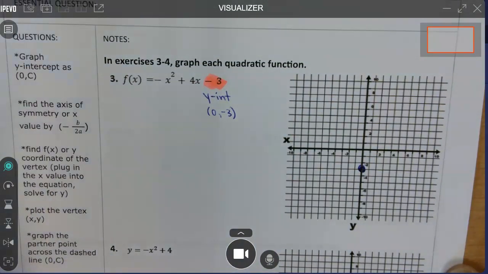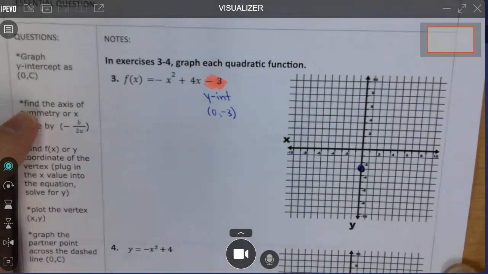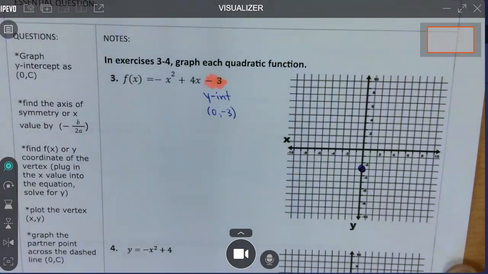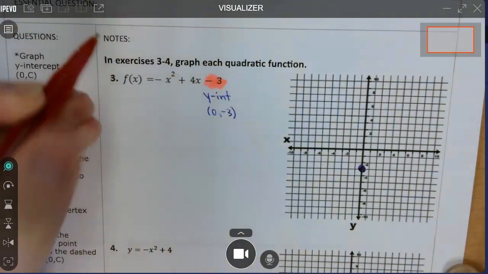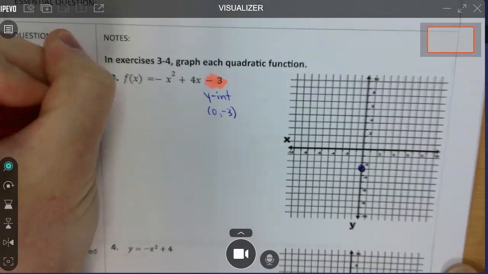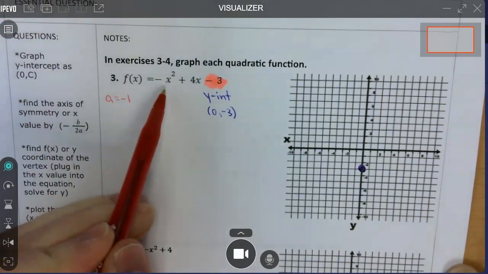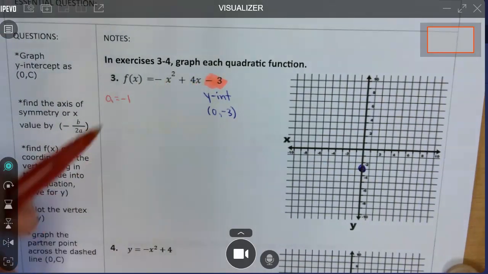To do my vertex, now I'm going to go through these same steps that we did on the first page. So I'm going to take negative b over 2a. So my a value here is negative 1, because it's just a negative sign in front of the x squared, so there's like an imaginary 1 right here. And then my b value is 4.